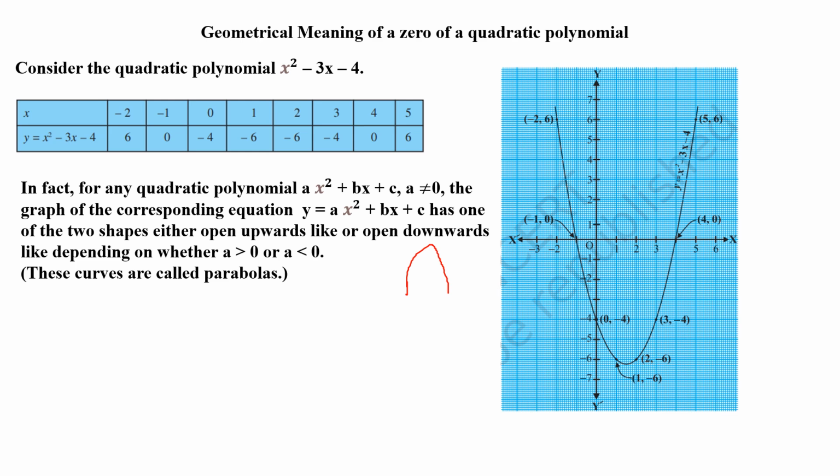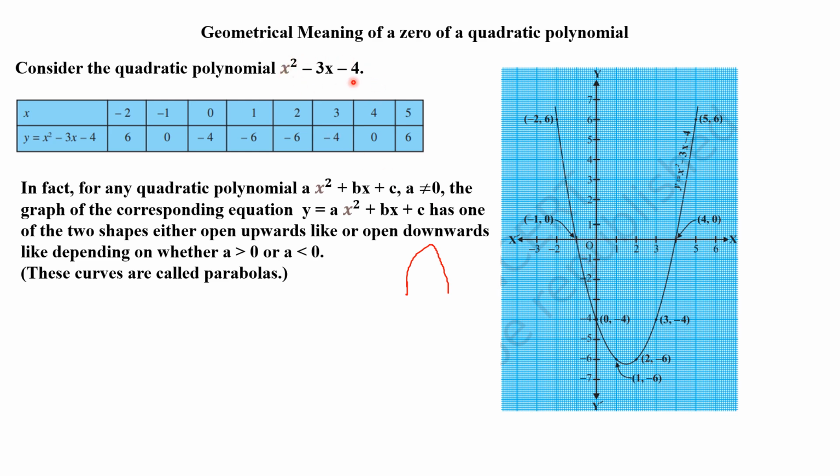Now here it is upward. So now here, if you see in the graph, okay, the graph is intersecting the x-axis at 2 points. You can see here, one point is -1, 0 and one is 4, 0. So in quadratic polynomial, here you can see for this case, there are two zeros, isn't it?